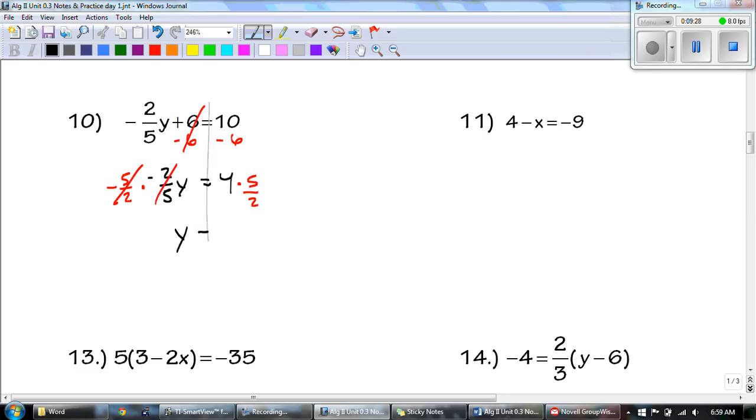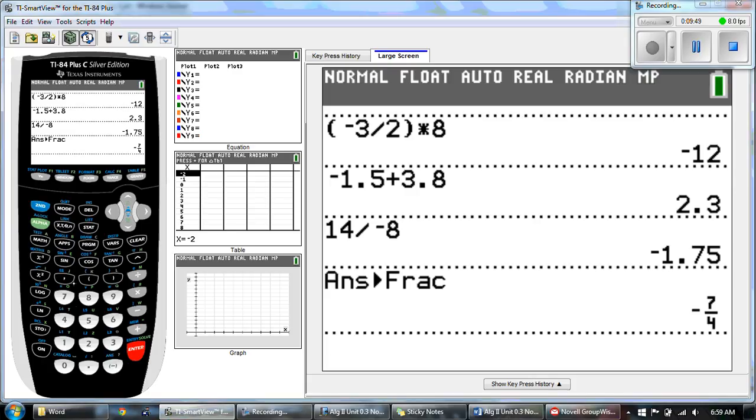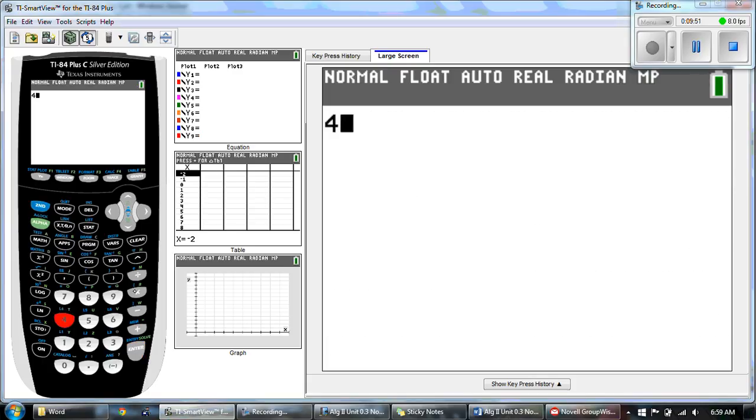Now, if you want to try and do this in your head, all you do is multiply the top numbers. So 4 times 5, remember that's going to be negative. 4 times 5 is 20. 20 divided by 2 is 10, and it's going to be a negative 10. And if that's too hard for you guys to do in your head, just do 4 times negative 5 over 2.